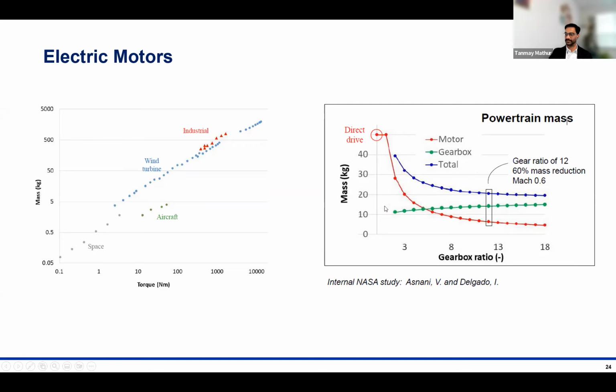So if someone wants to make an argument that direct drive is beneficial, this is the chart that I usually like to show them. As you scale up in power, it makes much more sense to have an electric motor followed by a gearbox.